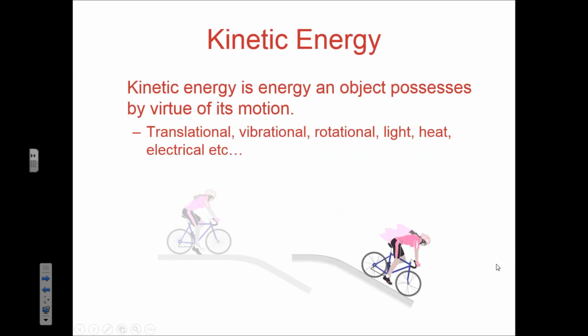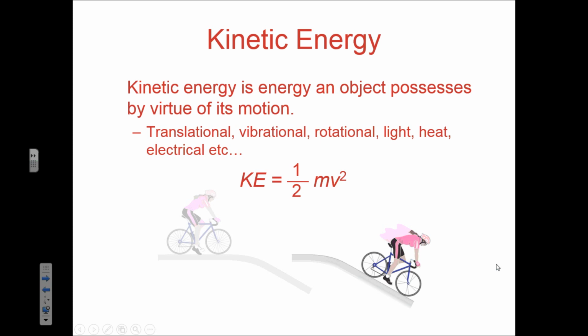Now, our fundamental types of energy are kinetic energy and potential energy. Kinetic energy is the energy an object possesses based upon its motion. So translational, which means moving to a new location, vibrational, rotational, light, heat, and electrical are all different versions of kinetic energy. And we often relate the movements of the particles to the kinetic energy of those particles. So it's a concept we're going to be using often.